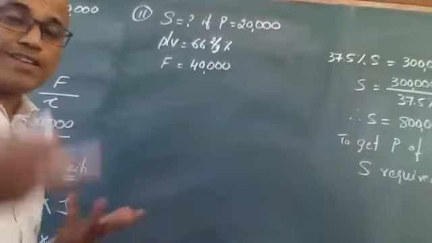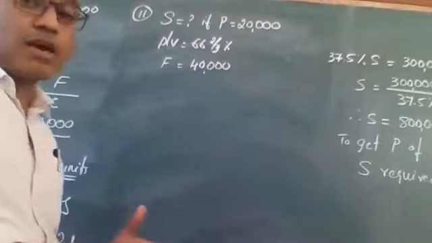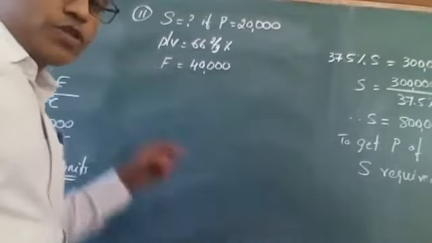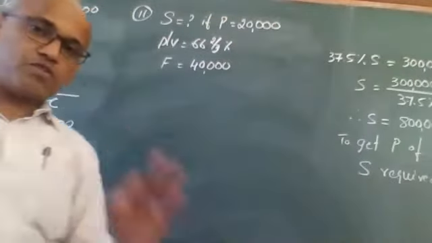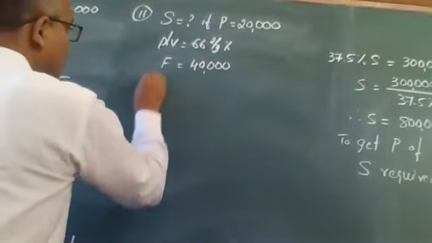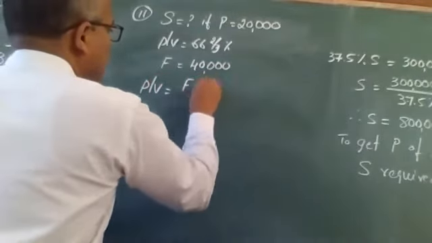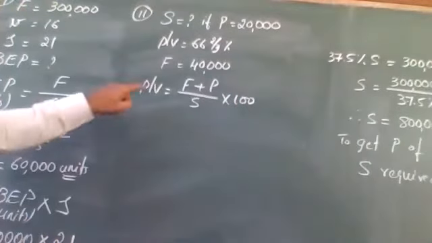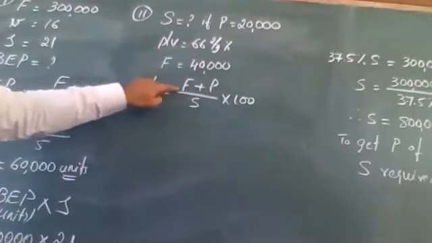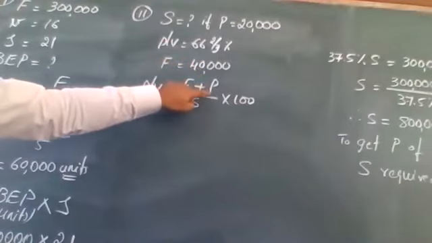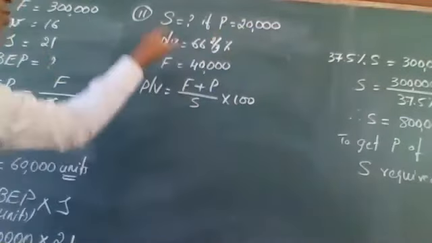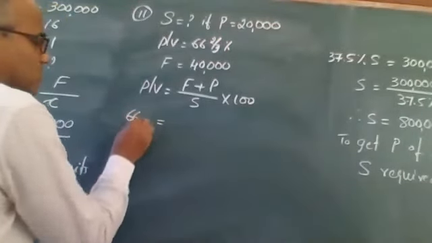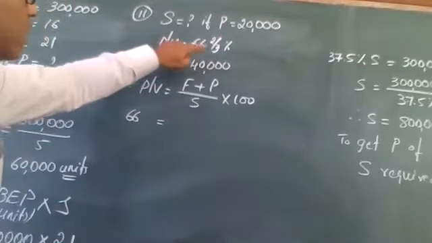Now this is the question in front of you. Do I have to find out anything else? PV ratio? In the previous example, I calculated PV ratio, but here PV ratio is directly given. So which formula will you use? Missing information formula. PV ratio is equal to F plus P by S into 100. Do you know PV ratio? Yes, sir. Do you know fixed cost? Yes, sir. Do you know the desired profit? Yes, sir. So can't you find out the sales? Straight question. I hope you can do this. Yes, sir.